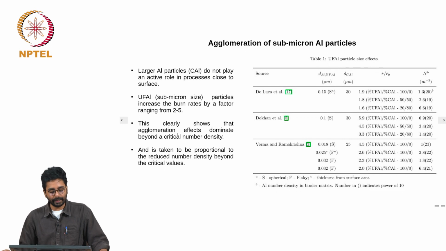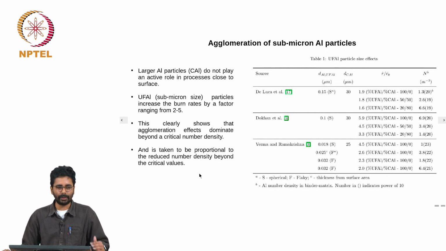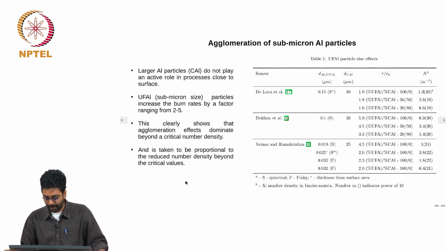Larger Al particles do not play an active role in processes close to the surface, but ultrafine aluminum particles increase the burn rates by a factor of at least 2 to as high as 5. This clearly shows that agglomeration effects dominate beyond a critical number density, because if you do not account for agglomeration, the burn rates that you get must be much higher than a factor of 2 to 5, and therefore agglomeration is taken to be proportional to the reduced number density beyond the critical value.